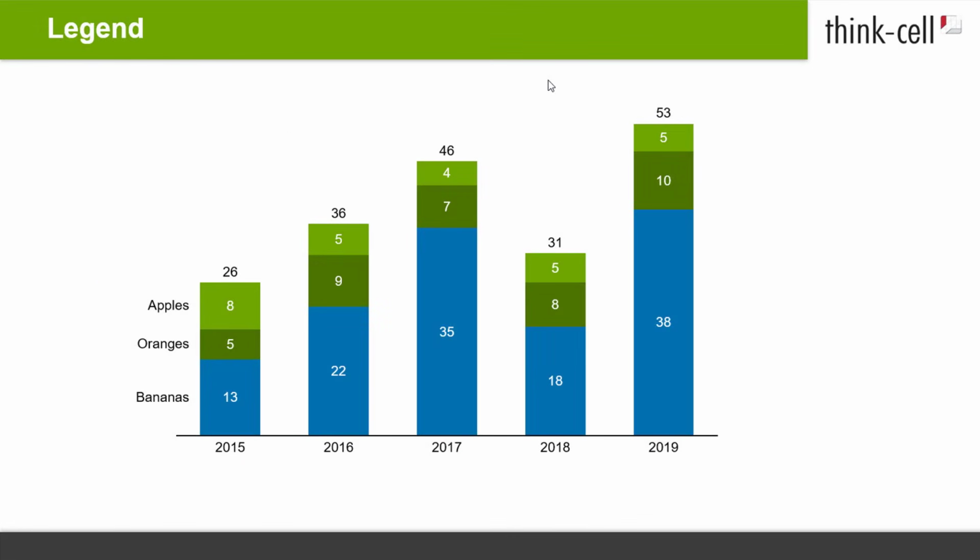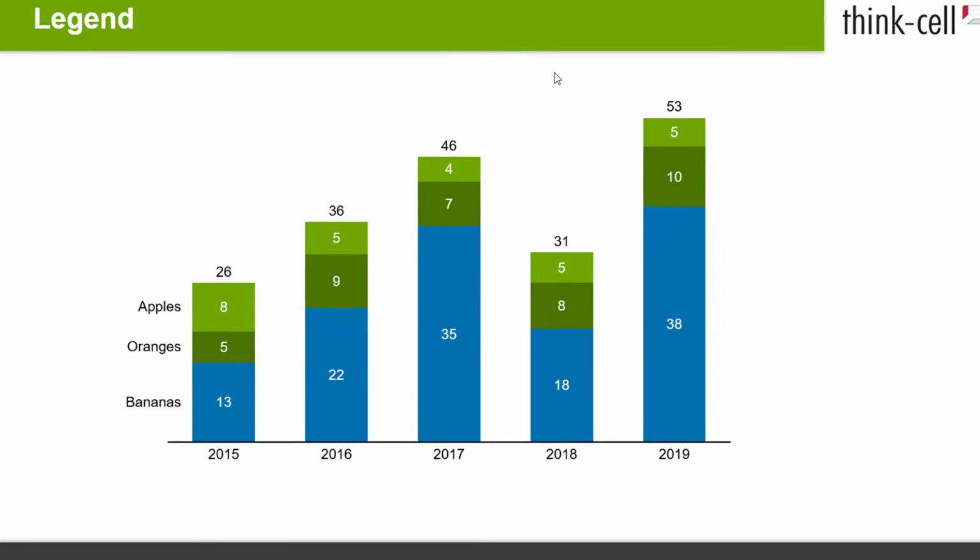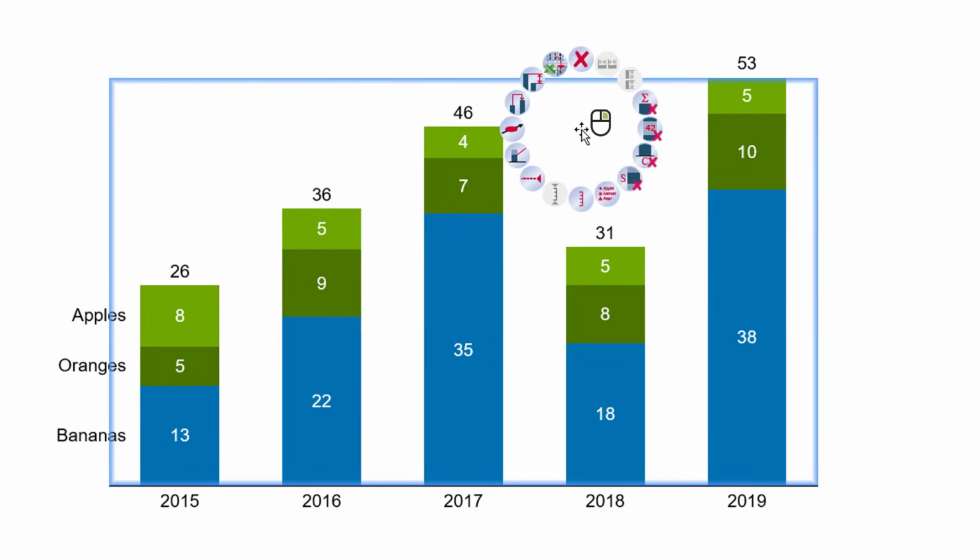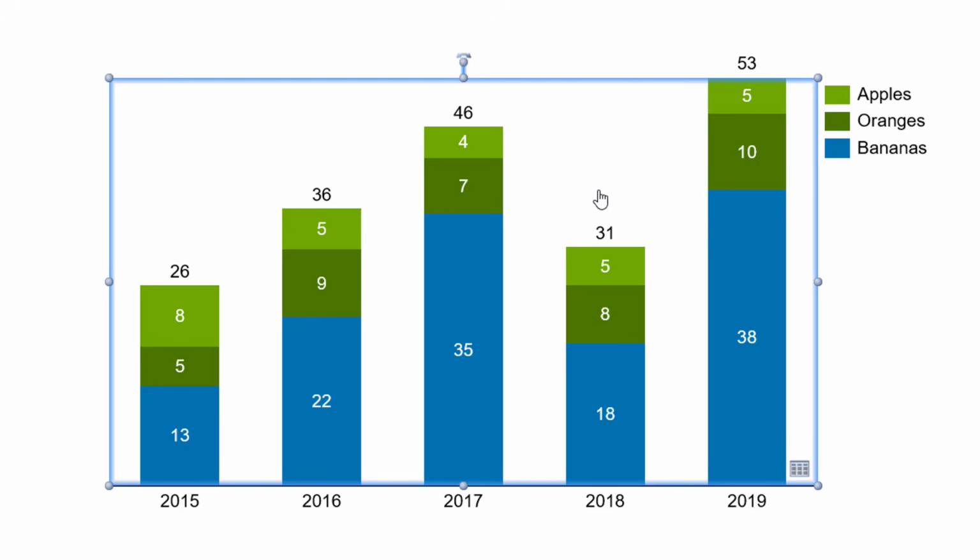Finally, let's have a look at how to insert and edit a legend. No matter the chart type, you can insert a legend by right-clicking into the chart and selecting Add Legend from the context menu. When you add a legend, all other series labels are removed automatically.